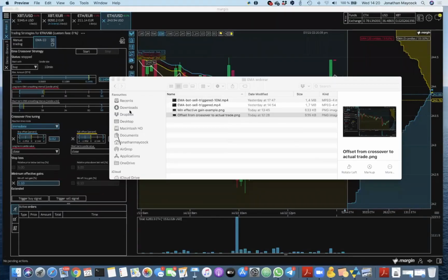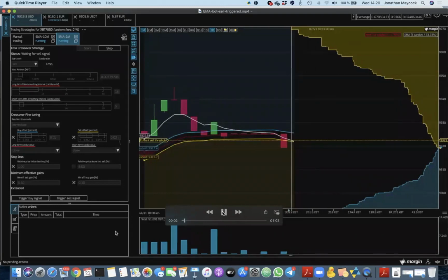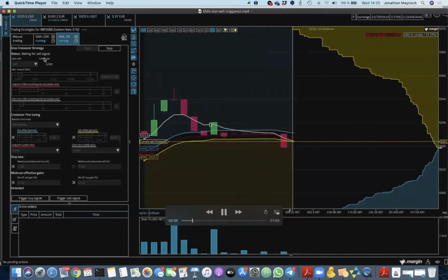I also had a couple of videos that I wanted to quickly show you that I captured as I was preparing this webinar. The first one shows in action the bot about to cross over. We're waiting for a sell signal, and the short-term line is about to cross this sell offset line. Once it crosses the line, we should trigger a spot order, so a market order.